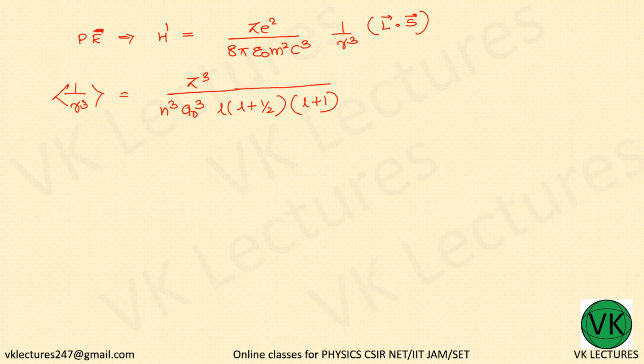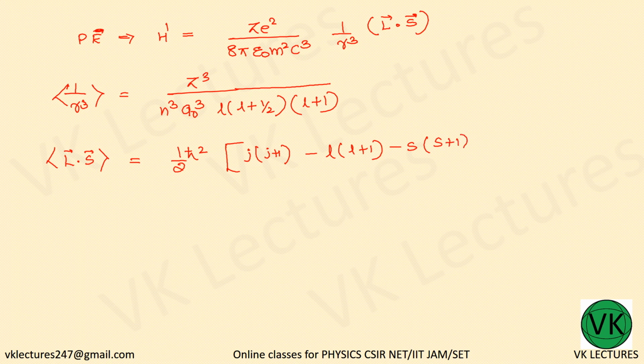So the expectation of L dot S is equal to half ħ² into j into j plus 1 minus L into L plus 1 minus S into S plus 1. So this is the L dot S expectation, and this is the 1 by r³ expectation. So the energy is equal to the expectation of H dash, which is equal to this term plus the expectation of this and L dot S.